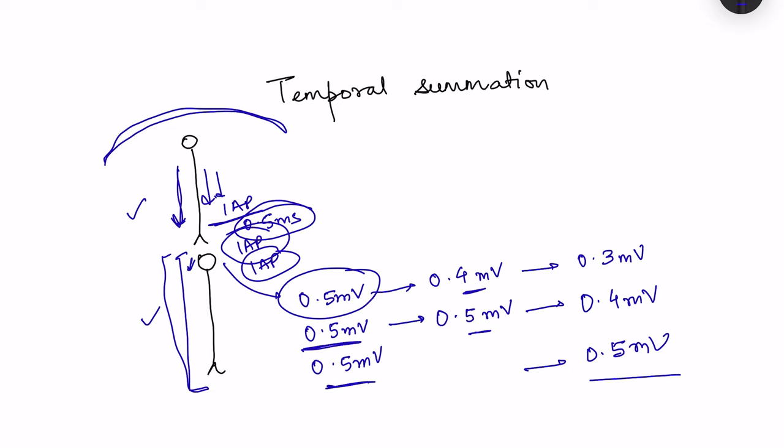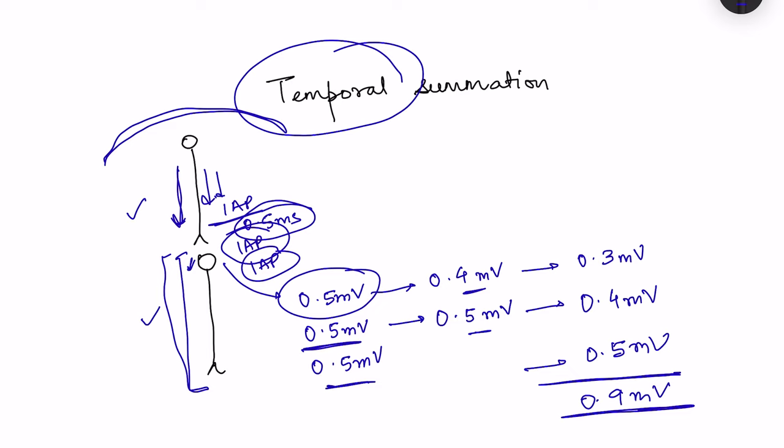Now, all these will be summed up, right? So how much will it be? The actual total EPSP will be 0.9 millivolt. So this is known as temporal summation, where the summation is happening over a period of time due to repeated action potentials in a single neuron. Spatial summation, where the summation is happening over the space of the postsynaptic neuron because of various presynaptic neurons making contact with the postsynaptic neuron.